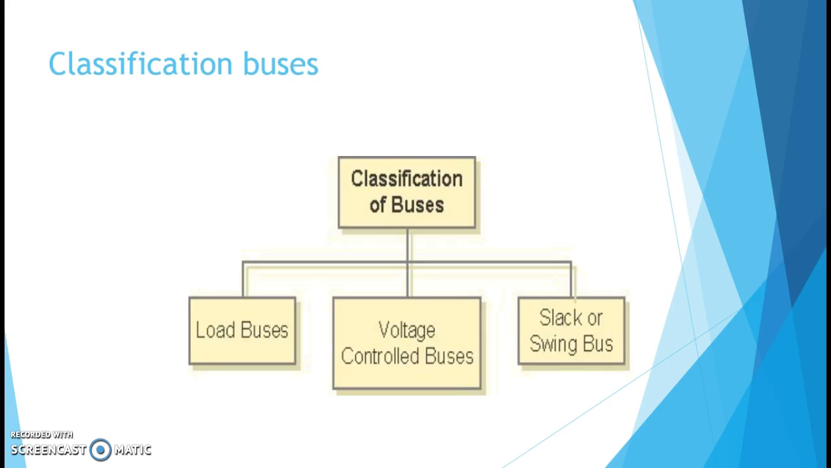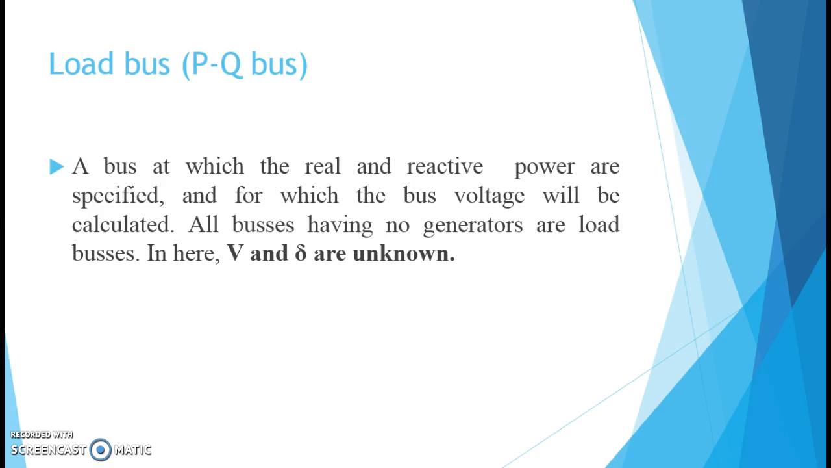Next, we will discuss the different classifications of buses. There are 3 major classifications of buses. First is the load bus, or PQ bus. Second is the voltage controlled bus, or generator bus. Third is the slack bus, or swing bus, which you can also term the reference bus. Generally a bus contains 6 parameters: voltage magnitude, voltage angle, real power generation, reactive power generation, real power demand, and reactive power demand. These 6 parameters may be known or unknown, depending upon the type of bus.